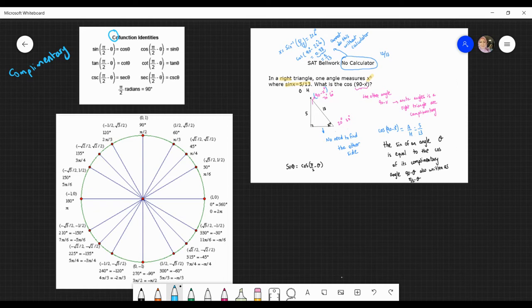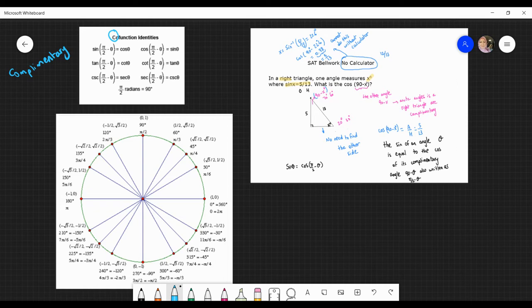the other identities. But before I do that, I would like us to recall one of the SAT Bluebook questions we did together. The question was, in a right triangle, and they did not give you the triangle, we built it together. One angle measures x degrees, where sine x equals 5 over 13. What is the cosine of 90 minus x?